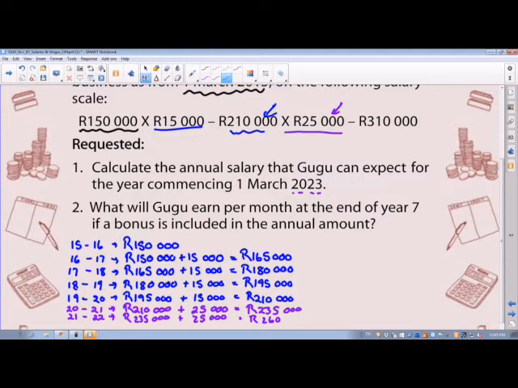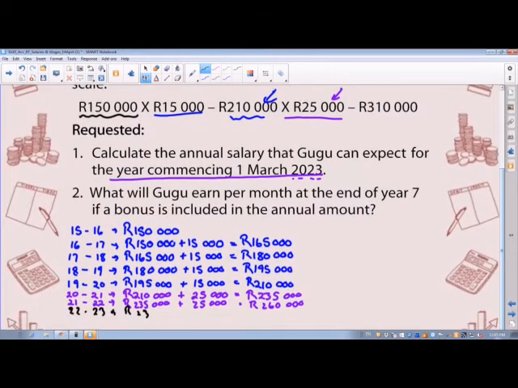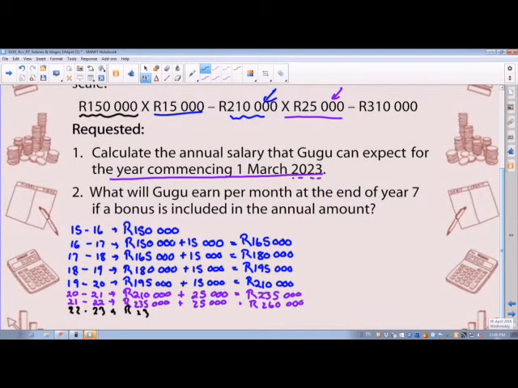And now, this question, calculate the annual salary that Gugu can expect for the year starting 2023. And this is actually my answer. So let's do it in a nice dark color, in black, 22 to 23. So commencing, so we have 260,000, sorry, let's quickly clean that up nicely.